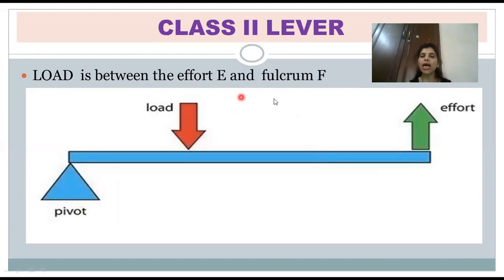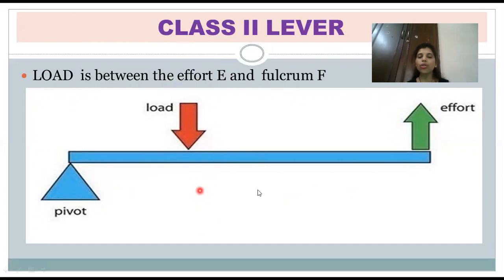Now we come to the class 2 lever. Class 2 lever, in this case, pivot means the fulcrum. You can use the word pivot or fulcrum. It's best to use fulcrum. So in this case, you have to remember the load is at the center. Class 2, always load is at the center. Class 1, fulcrum is at the center. So remember class 2, what is at the center? Load. So load is between effort and fulcrum.